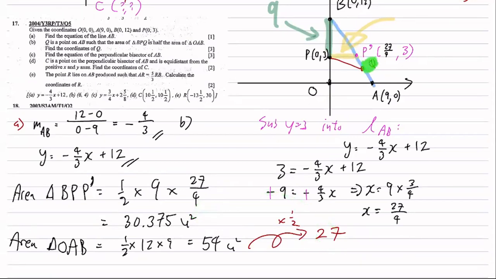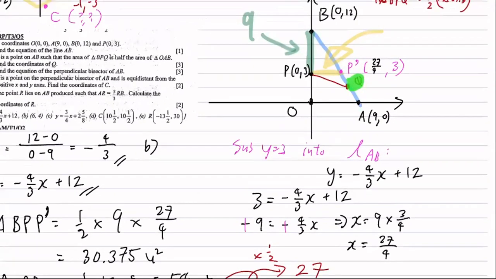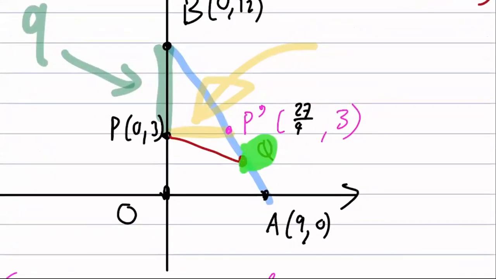So what does it tell you about the point Q? Where must it lie? Here is too big. Exactly at P prime, it's still too big. So where should Q lie? Can you draw on the diagram where should the Q be? Somewhere over there, right? Okay, good. So that is the actual location of Q.